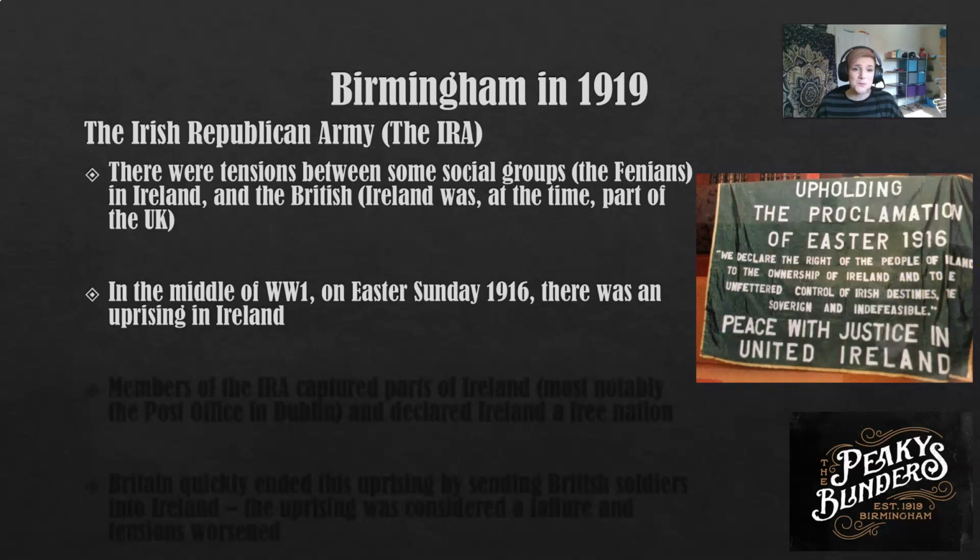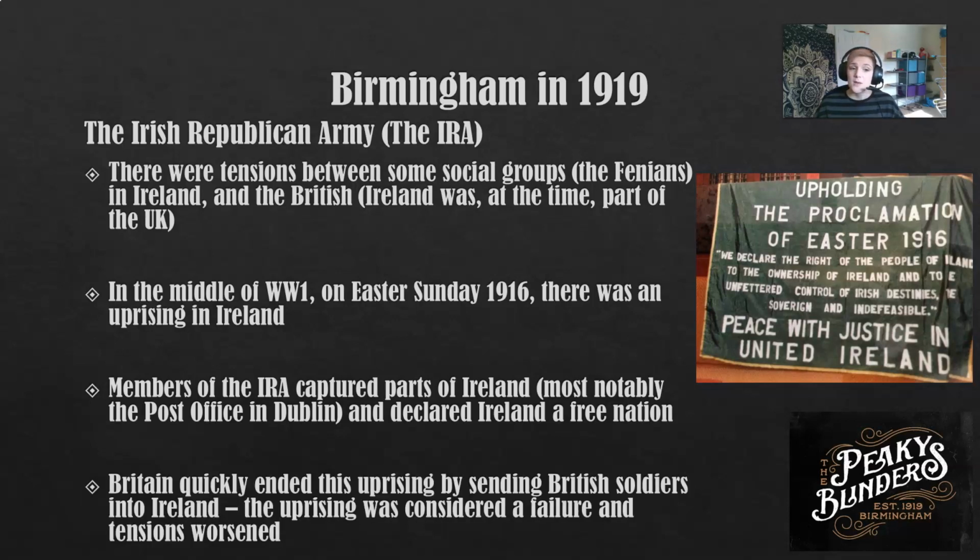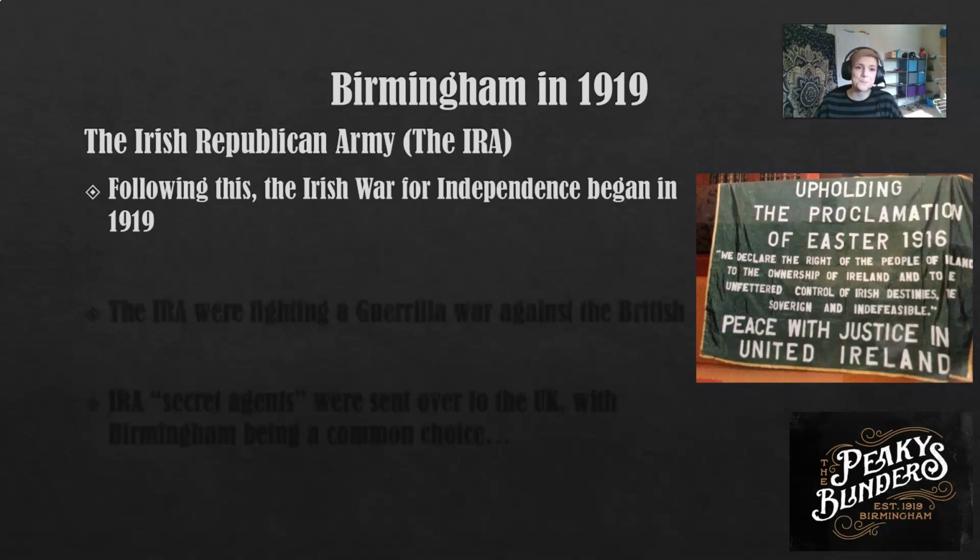In the middle of World War I, on Easter Sunday in 1916, there was an uprising in Ireland. Members of the IRA captured parts of Ireland, most notably the post office in Dublin, and declared Ireland to be a free nation. However, Britain quickly ended this uprising by sending British soldiers into Ireland, and the uprising was considered a failure, and therefore tensions between Ireland and the UK, or Ireland and Britain, worsened.